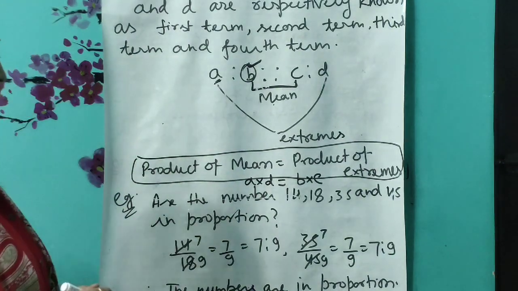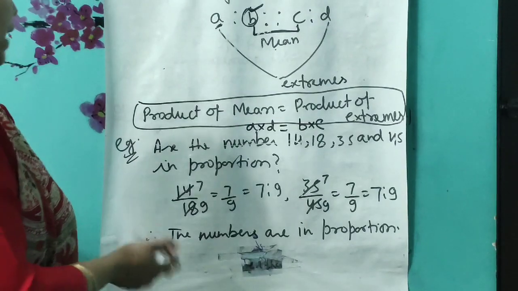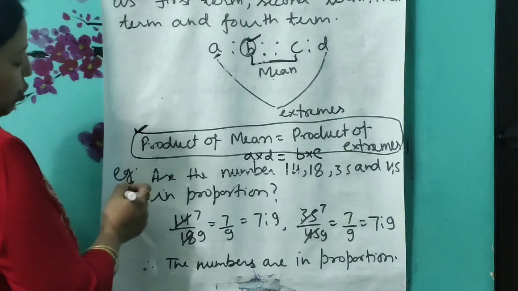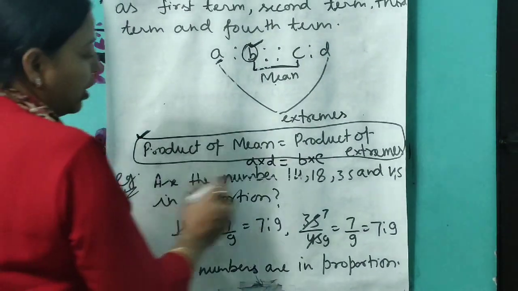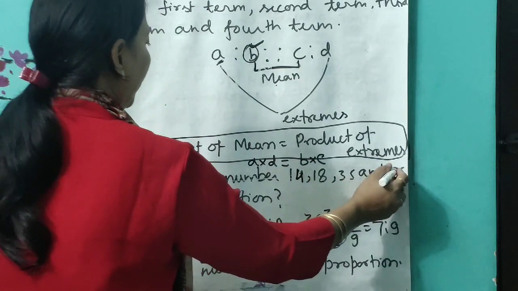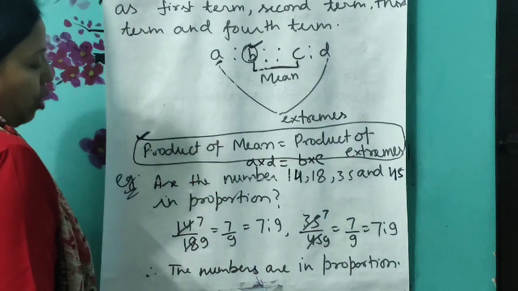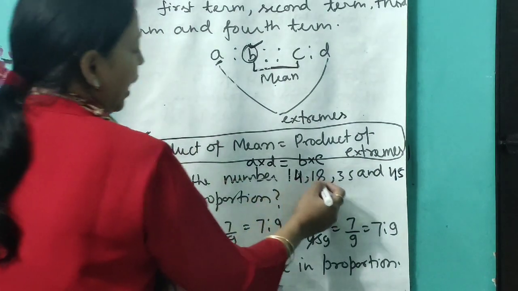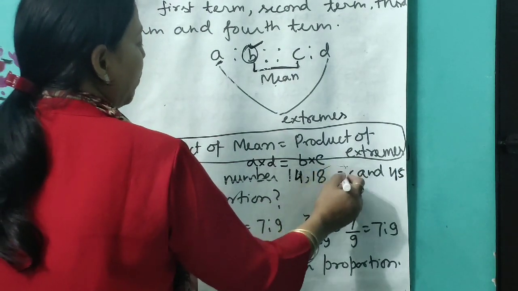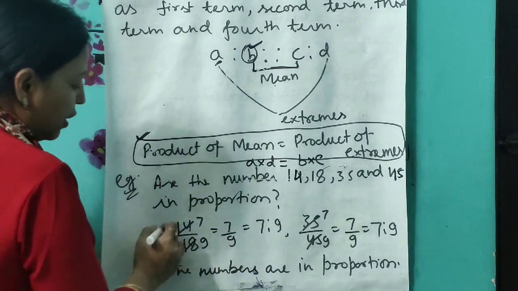Now one more example to check whether the given numbers are in proportion or not, and then we will discuss questions related to this rule. Here again are the numbers 14, 18, 35 and 45. You have to check whether these numbers are in proportion or not. You can check it with two methods. Either you can write in the proportion form and check by the product of means and product of extremes, but I am not telling you that method. This one is easy and simple.